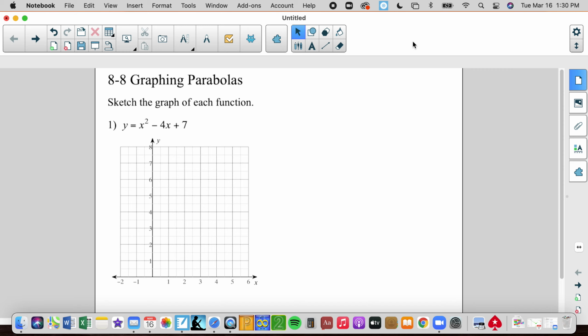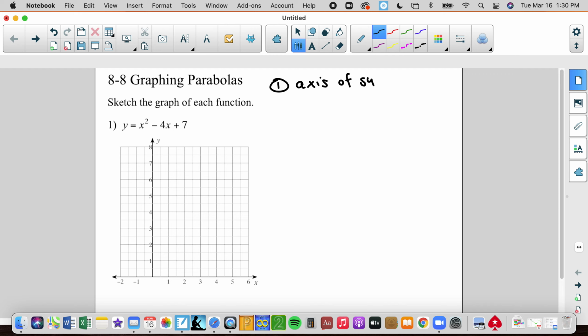This is the video explaining 8-8 graphing parabolas homework. So we have these equations, and we know step one is finding the axis of symmetry. And we're going to use x equals the opposite of b over 2a. The opposite of our b value is 4. Our a value is 1. So we get 4 over 1, or 4.